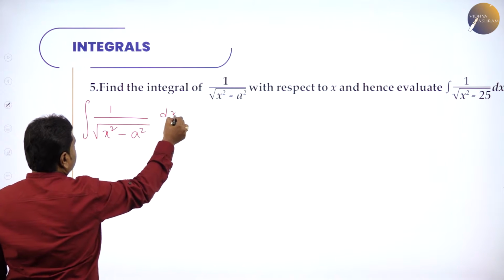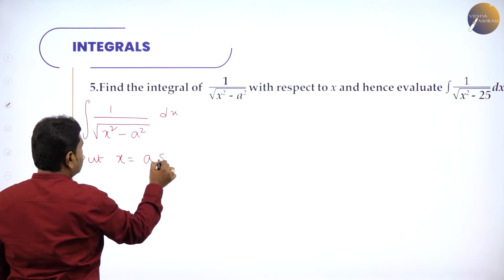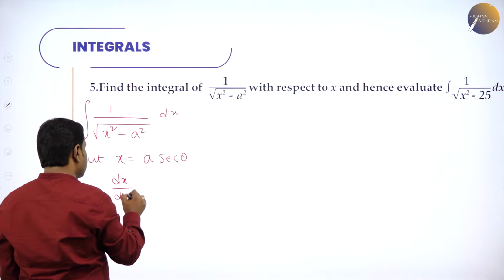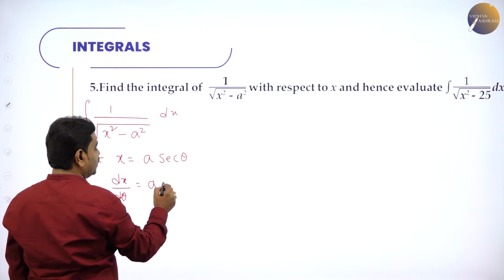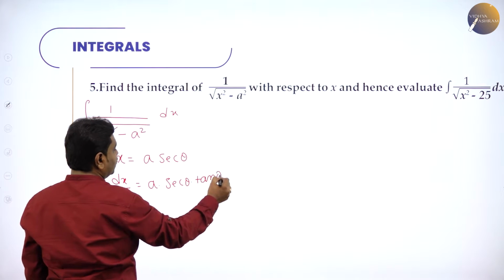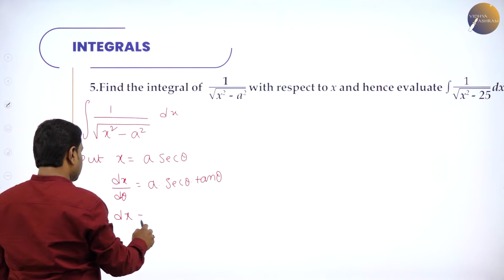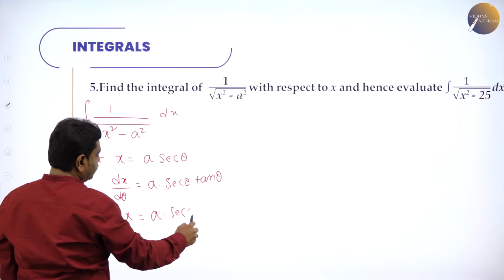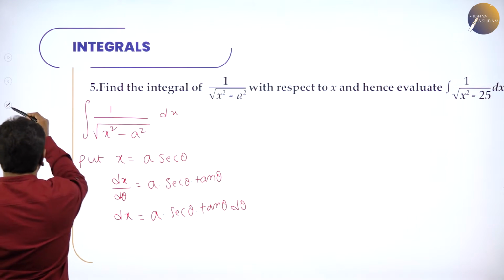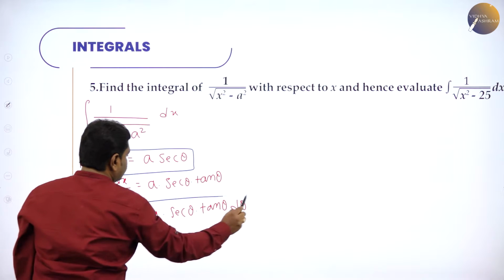So now given the problem, integral of 1 divided by root of x square minus a square with respect to x. So the best substitution is what? Put x equal to, in the place of x, put what? A secant theta. Now differentiate, dx by d theta becomes, a is constant, and the derivative of secant theta is secant theta into tan theta. Differentiation of secant is secant into tan. Now rearrange and get dx. So dx becomes a secant theta into tan theta into d theta. These two substitutions will do. One is in the place of x, assume secant theta. The other one is this.